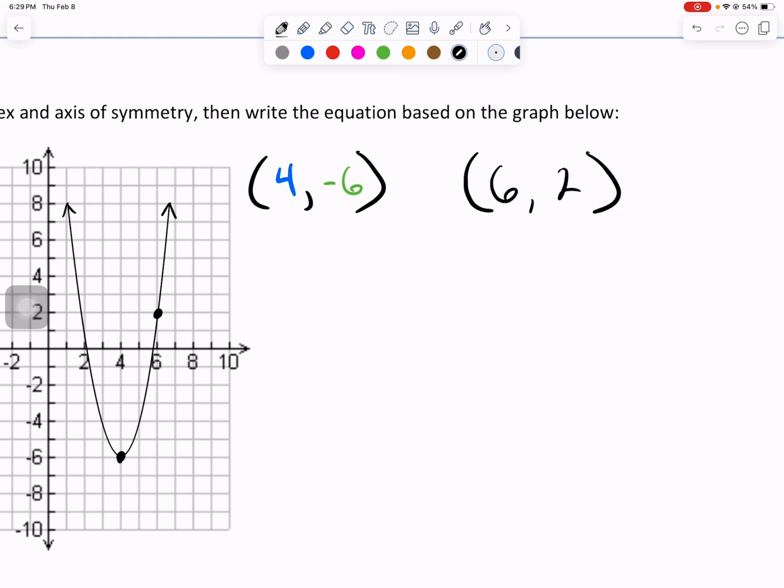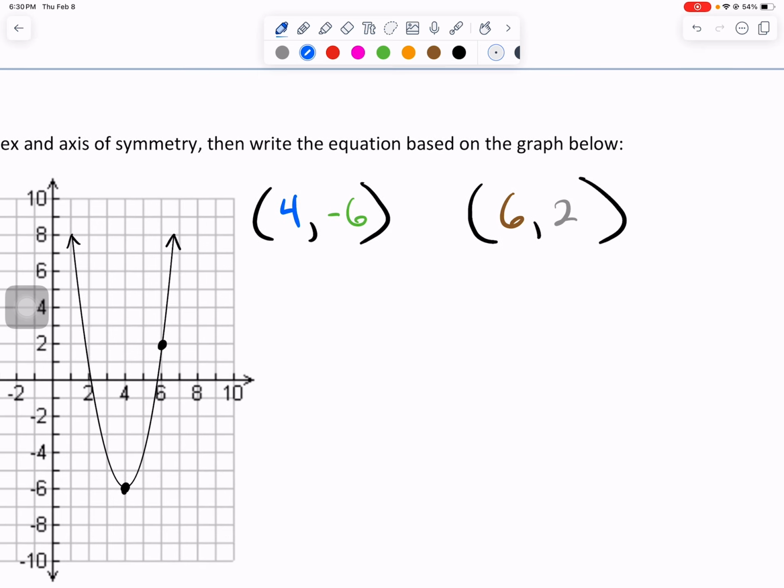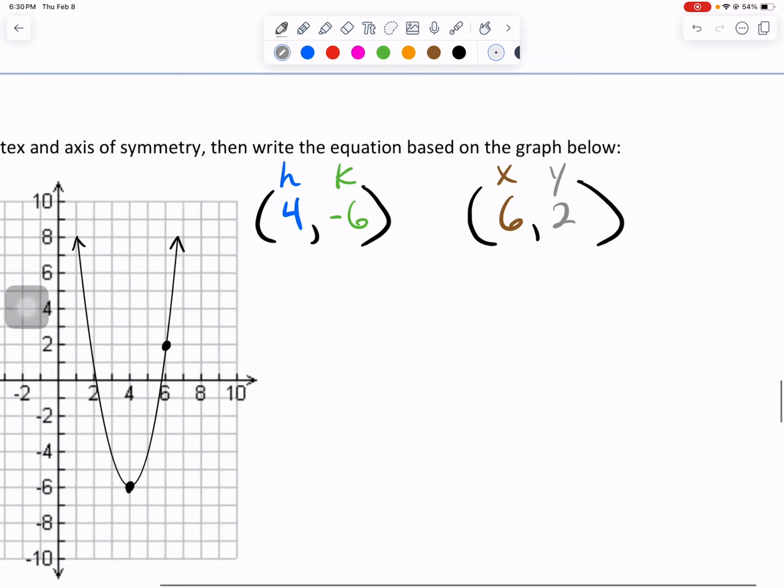So we'll do (6, 2). Actually, let me put that into color for us. Let's use brown for our 6 and gray for our 2, because there is something we have to do. We're going to plug into it. So let's go ahead and identify H. The reason we did this earlier for number 3 is just to get comfortable with it, but then we have our X and our Y.